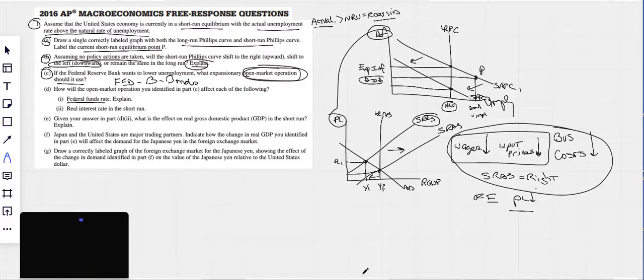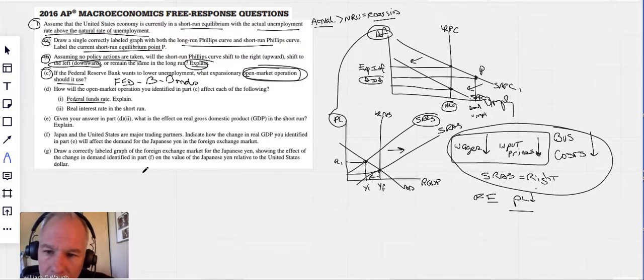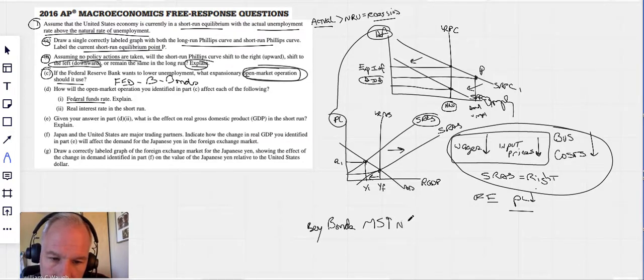Yeah, there we go. So how will the open market operation, what we know is we have a little chain of thinking here, that when the Fed buys bonds, I know certain things happen, right? I know the money supply is going to increase. I know nominal interest rates are going to go down.